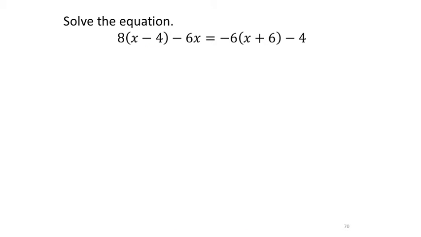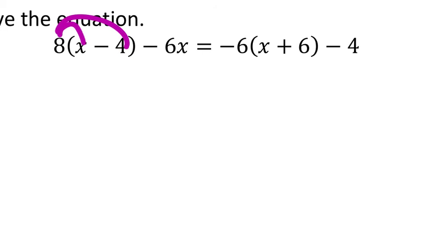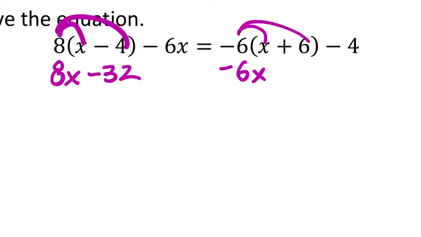Okay, so I'll try to do this one pretty fast. There's some distribution. It's a little bit bigger though, right? So I got 8x's, 8 times -4, that's -32. And then I got another distribution. That's -6 times x, which is -6x, and then -6 times +6 would be -36. Everything else stays the same, so we still got -6x, and also the -4. So I did distribution, just like the order of operations says you should do multiplication first.